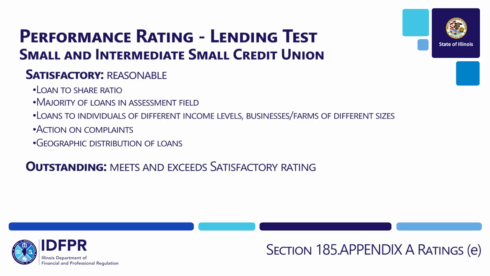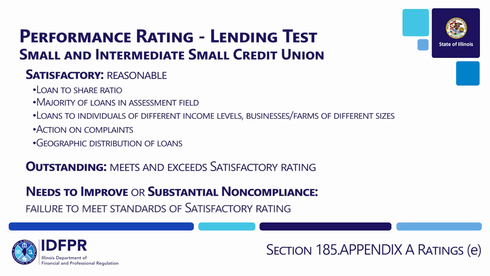For a lending test rating of outstanding, a credit union must meet each of the standards for a satisfactory rating and exceed some or all of those standards. A credit union may also receive a rating of needs to improve or substantial noncompliance, depending on the degree to which its performance fails to meet the standards of a satisfactory rating.